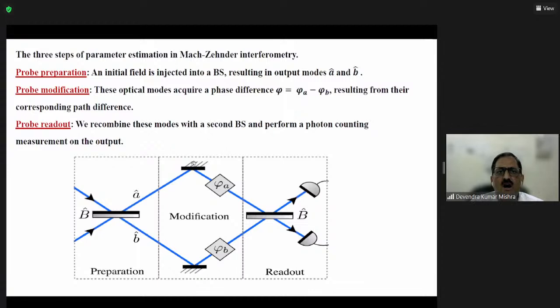There are 3 steps of parameter estimation in Mach-Zehnder interferometry. First one is the probe preparation. An initial field is injected into a beam splitter, resulting in output modes A and B. Second step is probe modification. These optical modes acquire a phase difference phi equal to phi A minus phi B, resulting from their corresponding path difference. Third and most important step in this setup is probe readout. We recombine these modes with a second beam splitter and perform a photon counting measurement on the output.